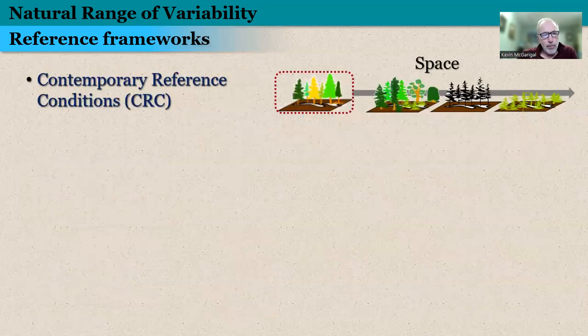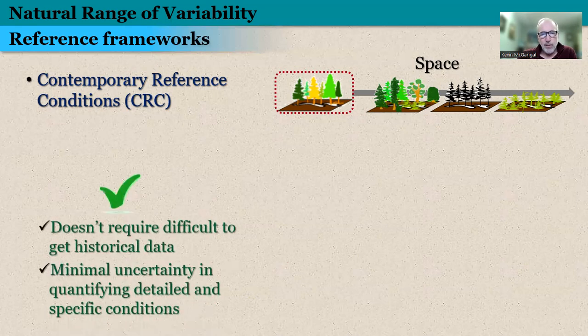We'll start with the contemporary reference condition approach, or CRC approach. In this approach, we have a landscape unit at some specified scale, and we're comparing that to a set of reference sites at the same point in time, the contemporary conditions. And again, we must determine the breadth of sites over which we're going to evaluate NRV, but nonetheless, we are using a space-for-time substitution approach here to capture the NRV.